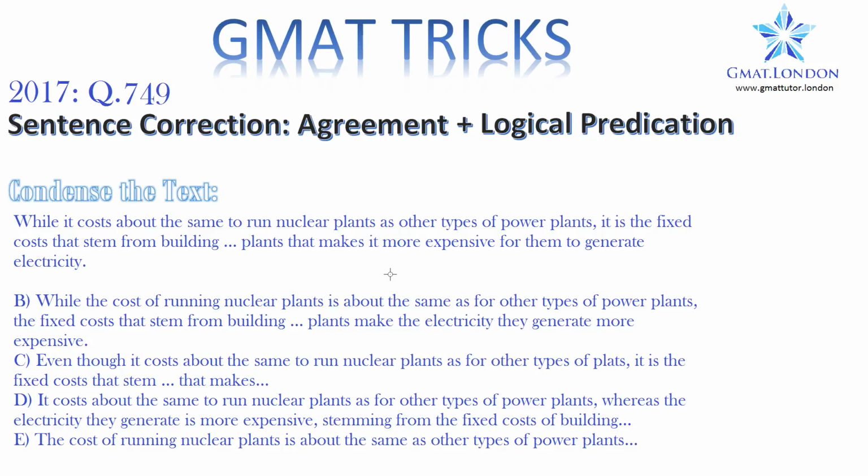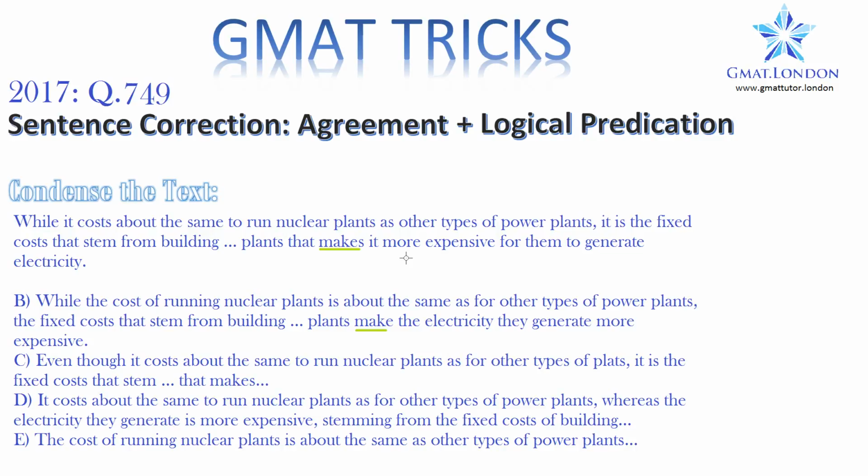Okay, so can you spot any differences between A and B? If you saw make and makes, you've got a good eye. So we need to make the decision as to whether it's make or makes. To make that decision, we need to ask ourselves, what is the subject that's doing this action? Who or what is making it more expensive? Is it the plants that make it more expensive for them to generate electricity? It would be strange that the plants make it more expensive for themselves to generate electricity.